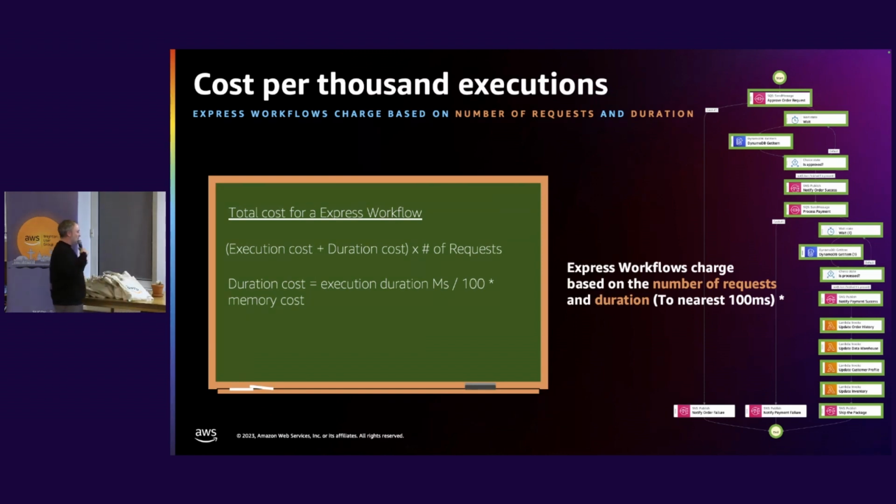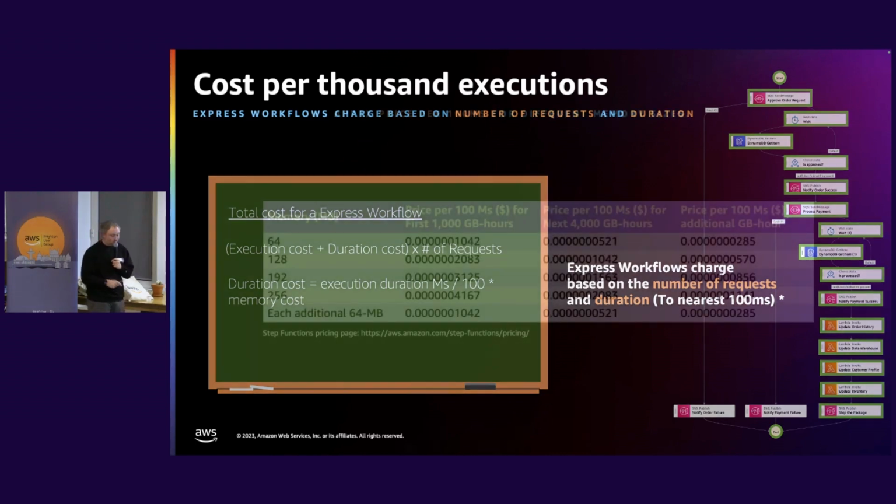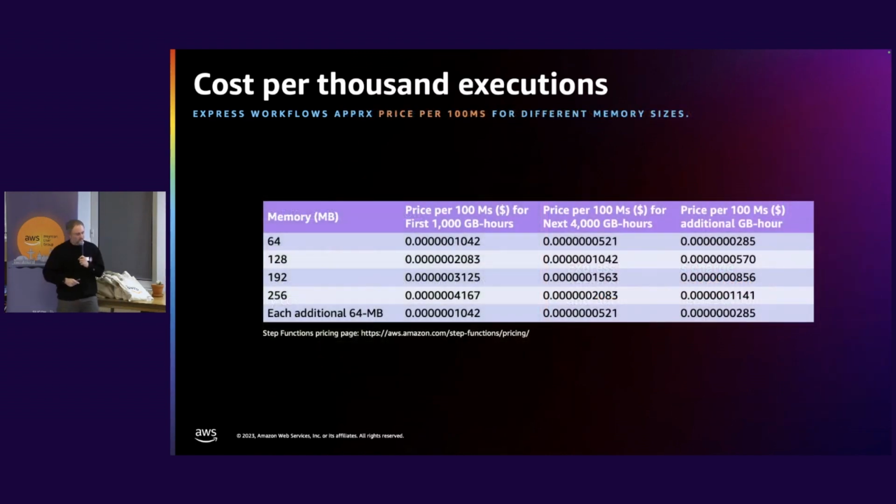So essentially what we want to get is the execution cost and add that to the duration cost, times that by the number of requests, right? Now the duration cost is not just how long it takes, it's how long it takes for a given memory allocation. Here's where it gets kind of frustrating. This is taken from the AWS pricing page. This is the memory allocation that the Step Functions service allocates to your workflow.